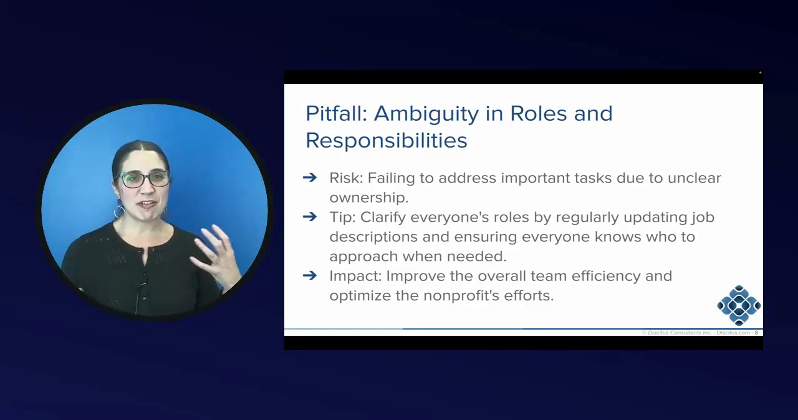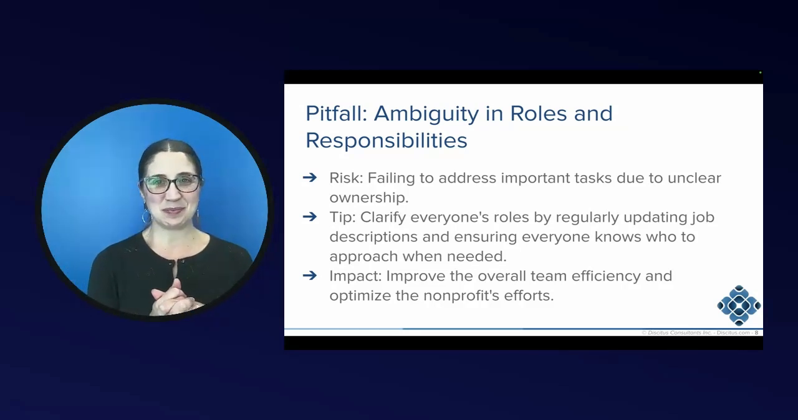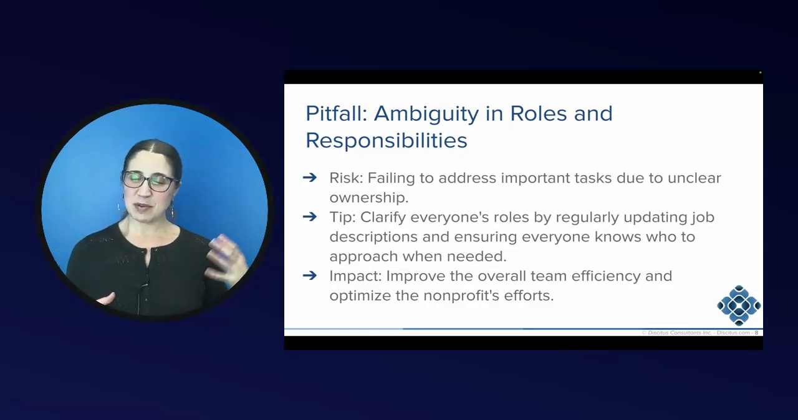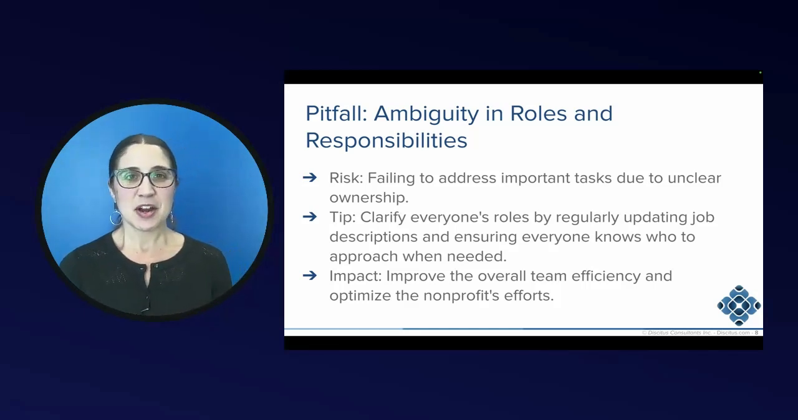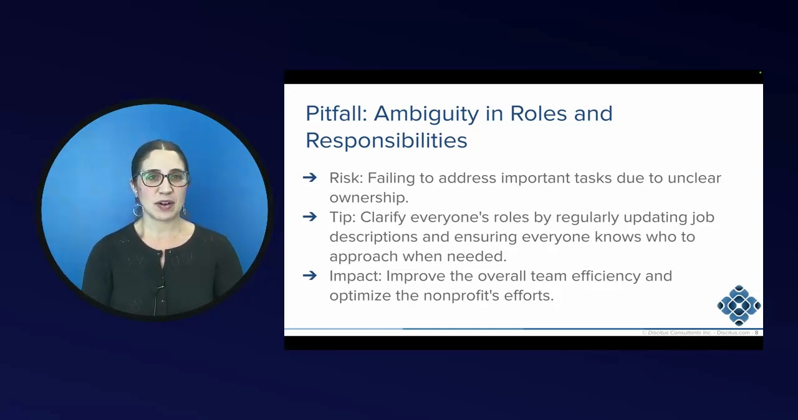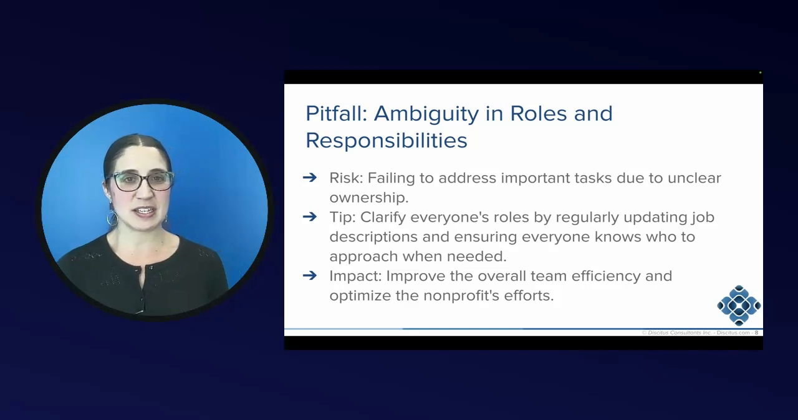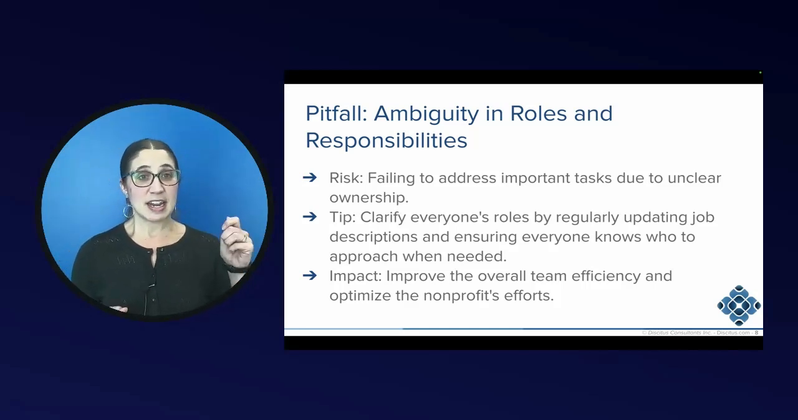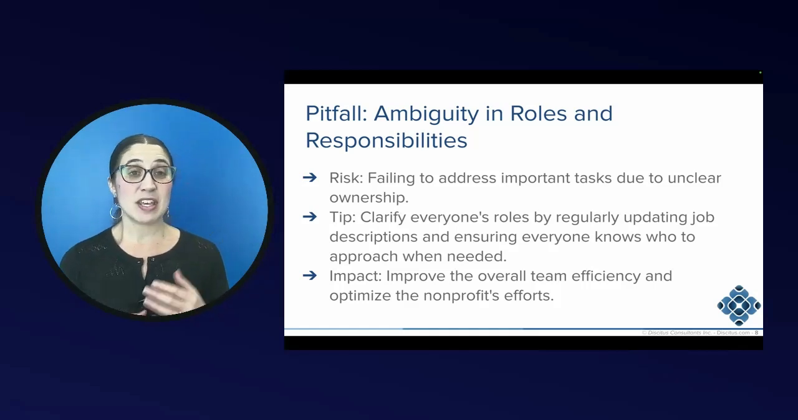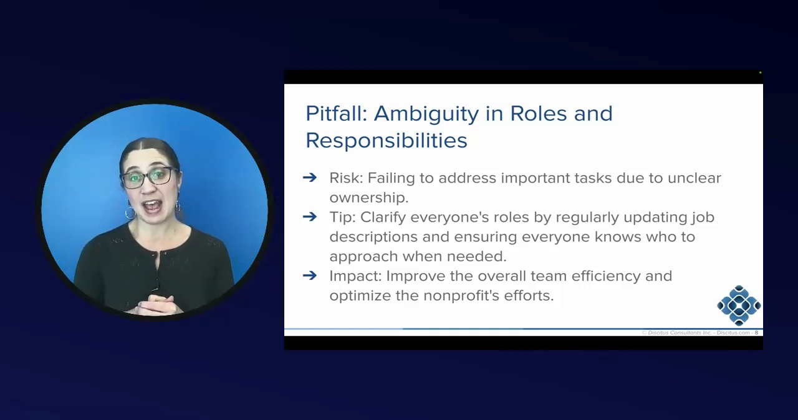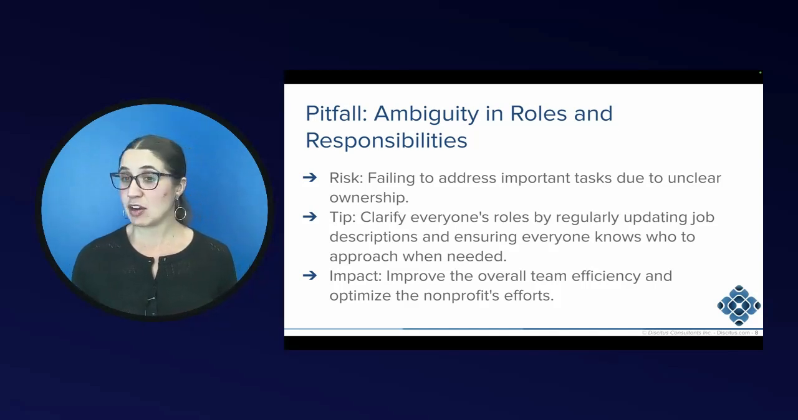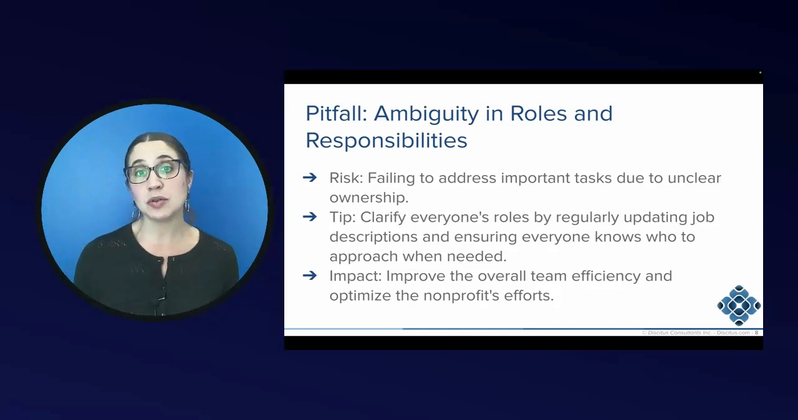I have a few pitfalls here that I want to talk to you about. So one pitfall, and we've talked about this a little bit earlier, is ambiguity around roles and responsibilities. The risk here is that if your roles and responsibilities are ambiguous, you can fail to address important tasks due to unclear ownership. Right? So maybe one of your employees, if they're not very well aware of what they are to do, maybe they'll neglect a certain task. This is just an example.